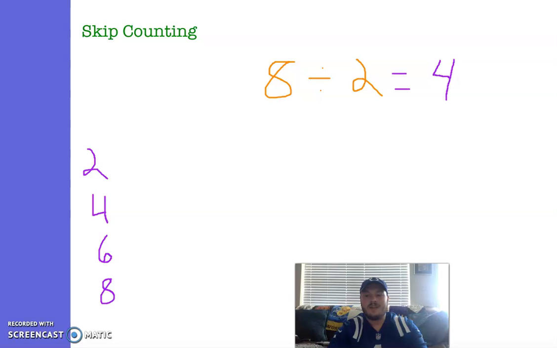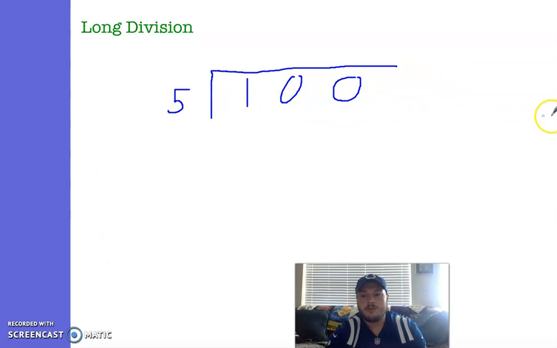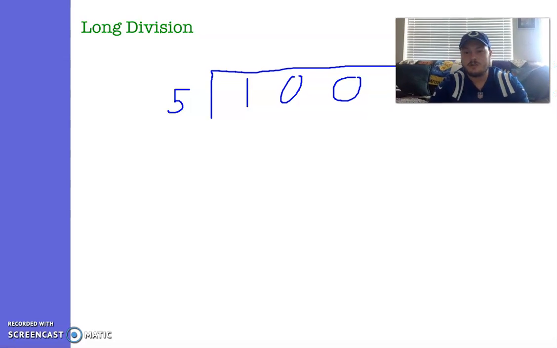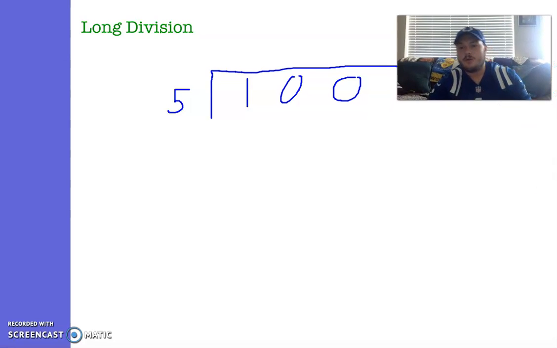Those are the concepts of division, but now I'm going to show you how to divide with some bigger problems. The first way I'm going to show us is long division. Long division is a little bit harder, but it actually saves us some time when we're dealing with bigger numbers. For this problem, we see that division is written a little differently than how we saw before. We have our total, which is 100, and whatever number is on the outside is what we're dividing by. So we're doing 100 divided by 5.